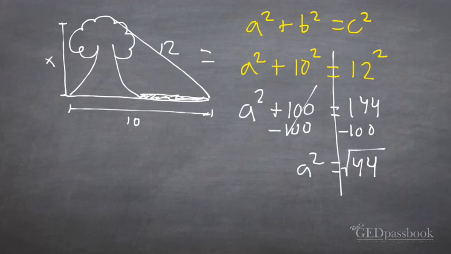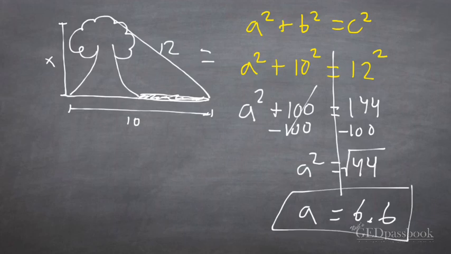So we square root 44. What do we get? That's the calculator doing its thing. What should we always do? Simplify it. 6.6. So A is actually 6.6. So you just found the missing height, which is 6.6 feet high.